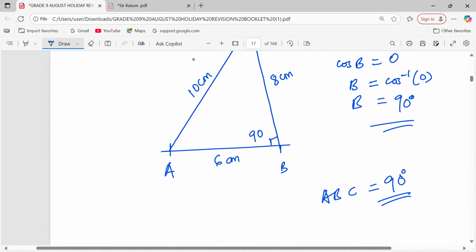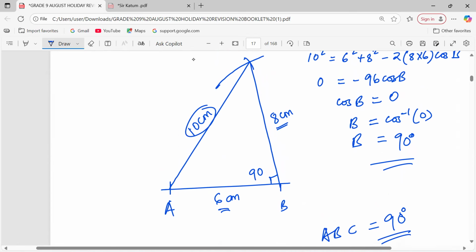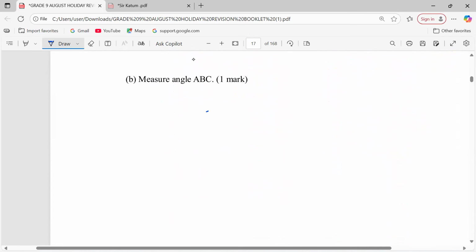Because if you check this carefully, with 8, 6, and 10, the sides obey what you call the Pythagoras theorem. 8 squared plus 6 squared shall be the same as 10 squared. So the angle at B shall be automatically 90. So the angle here is 90 degrees. Very simple. 90 degrees.